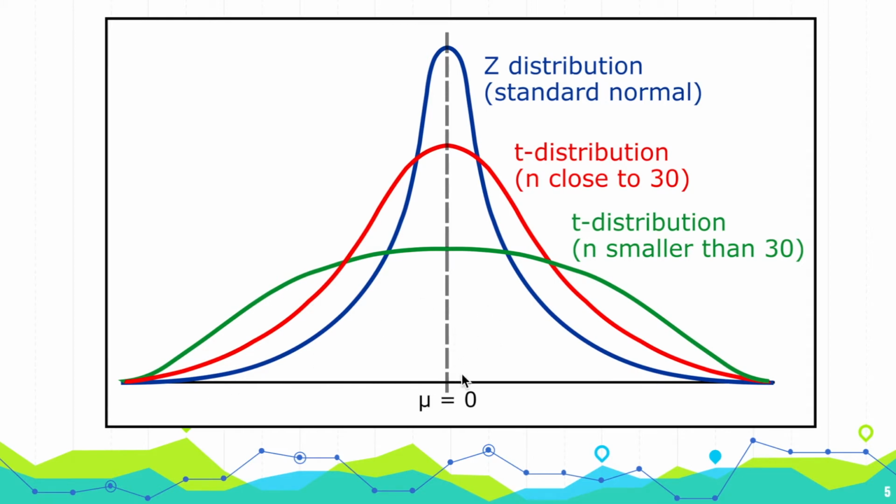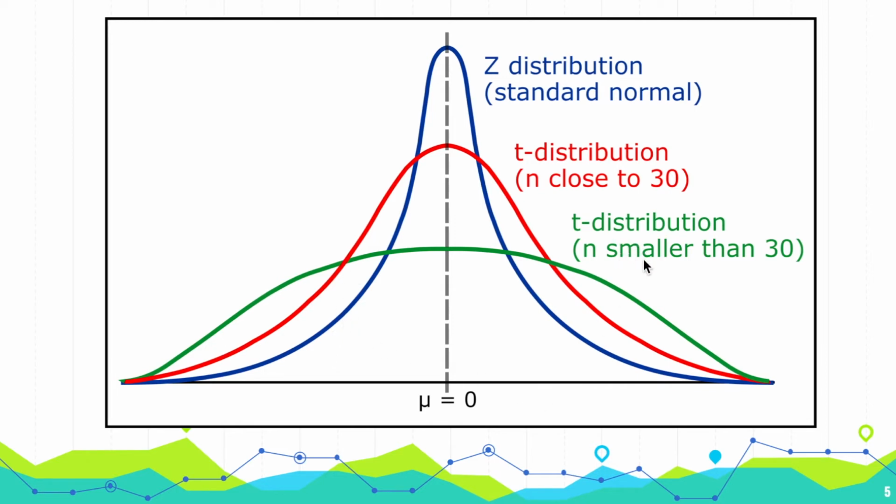Now, very close to the z-distribution is the t-distribution. As your n increases, your degrees of freedom increase, and you can see this is the red t-distribution here with an n close to 30. It's very similar. It's not exactly like the z-distribution, but it's very similar, and it has a little more probability in the tails than the z-distribution does.